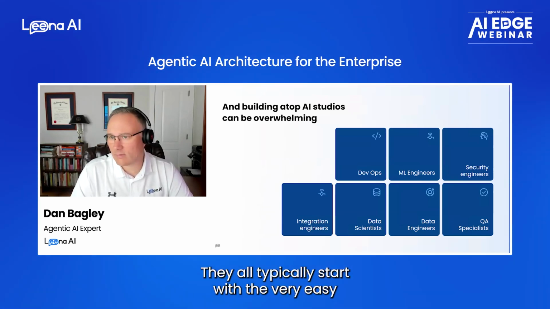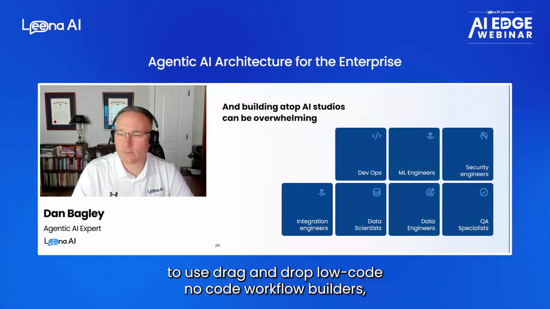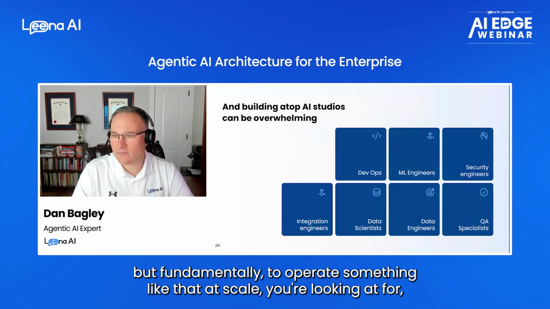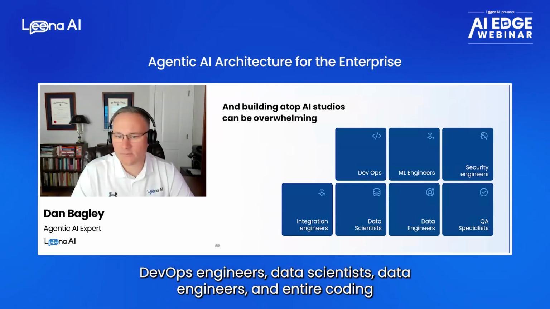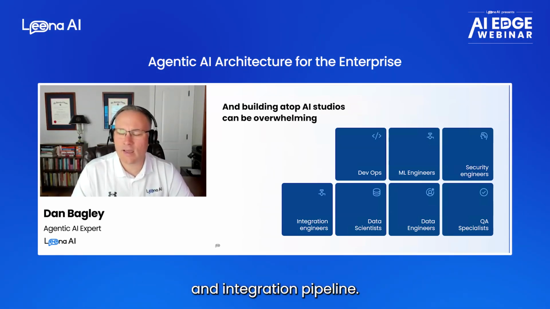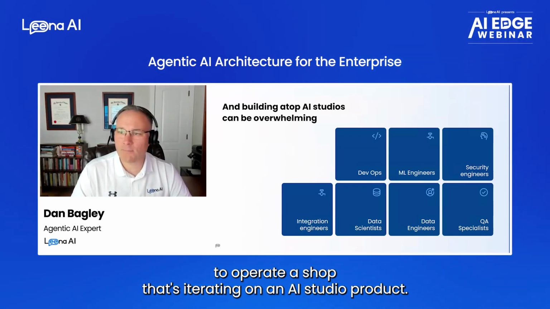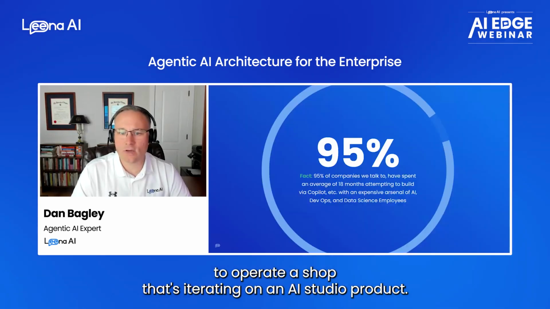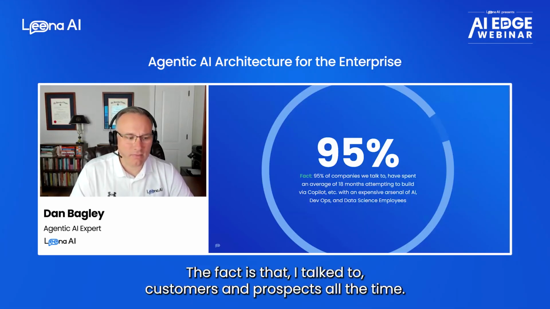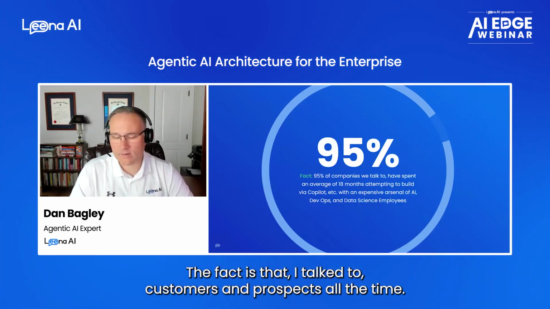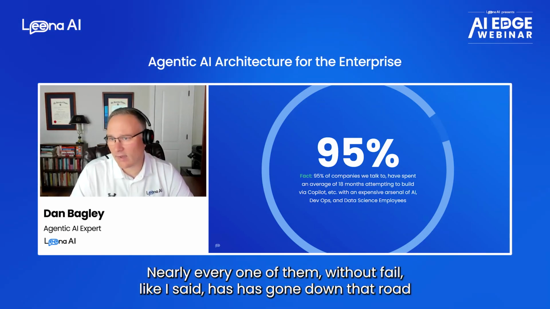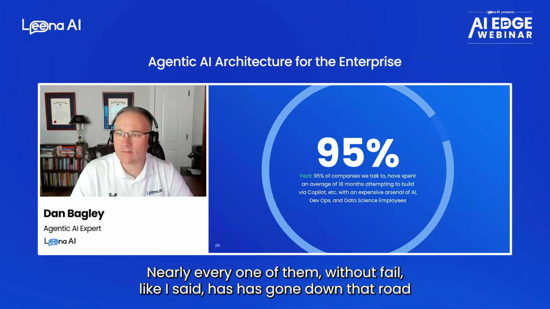They all typically start with the very easy to use drag and drop low code, no code workflow builders, but fundamentally, to operate something like that at scale, you're looking at DevOps engineers, data scientists, data engineers, an entire coding and integration pipeline. And it's a heavy lift from a personnel perspective to operate a shop that's iterating on an AI studio product. The fact is that I talk to customers and prospects all the time. Nearly every one of them, without fail, like I said, has gone down that road in some way.